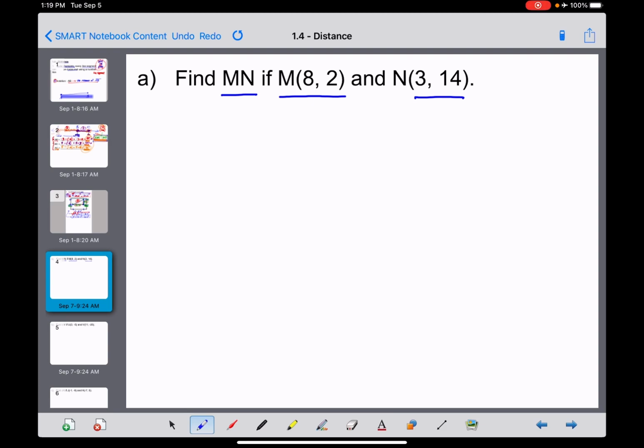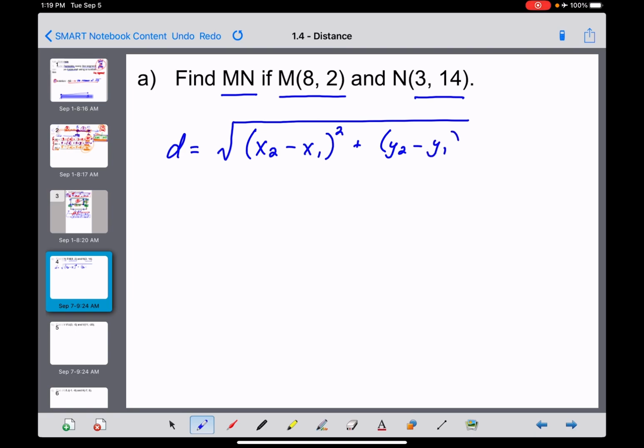We use the formula here, and when we're trying to learn a formula, the more you can make yourself write it out and say it out loud, the better off you're going to be. D equals the square root of, and here's what we wrote down on the last slide, x2 minus x1 quantity squared plus y2 minus y1 quantity squared. So now we're trying to find the distance right here. That means that we need to fill in numerical values for x2, x1, y2, and y1.